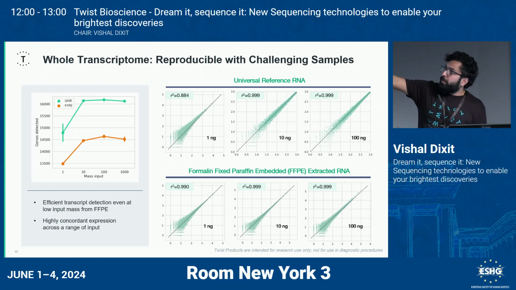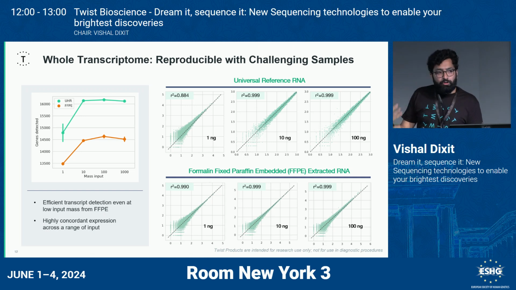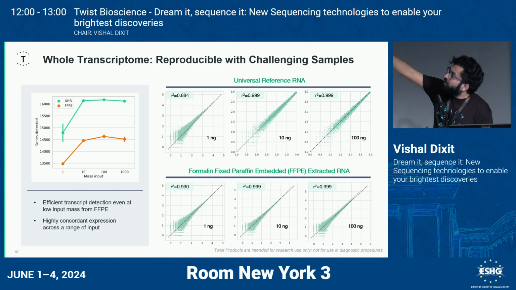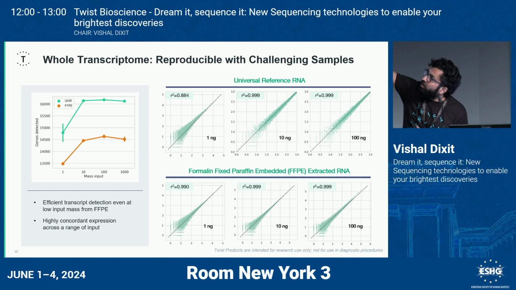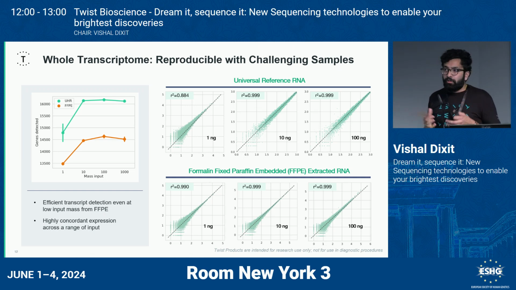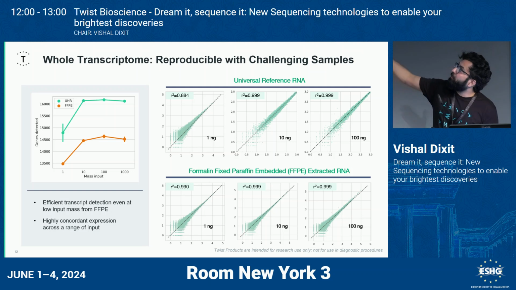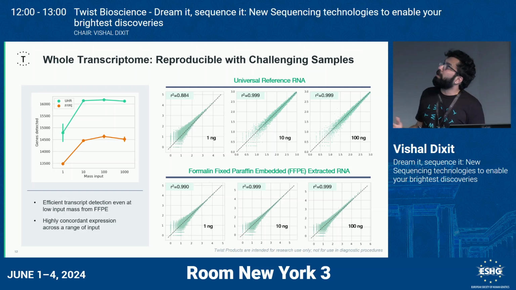So this was one experiment that we wanted to replicate to see how robust this assay is. So here you can see some replicates. The first plot is 1 nanogram, 10 nanogram, and 100 nanogram, and you can really see the high correlation between two inter-replicate experiments. So again, Twist library prep can be used for really ultra-low amounts of RNA, and it's independent of the quality of RNA, for example, FFPE RNA or universal good quality RNA.